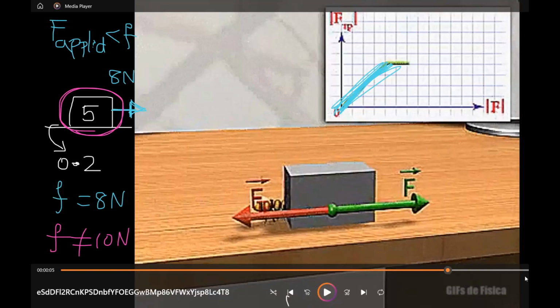Tell me next. If F applied is 4 Newton, friction is 4 Newton. If F applied is 8 Newton, friction is 8 Newton. If F applied is 11 Newton, then friction is 10 Newton. If F applied is 20, then friction is 10 only. Correct or not? If F applied is greater than the friction value, then what will happen? You are calculating the mu mg value, that is the only answer.